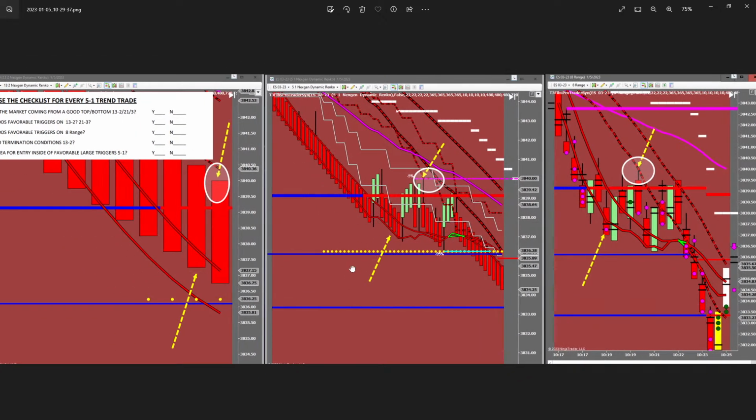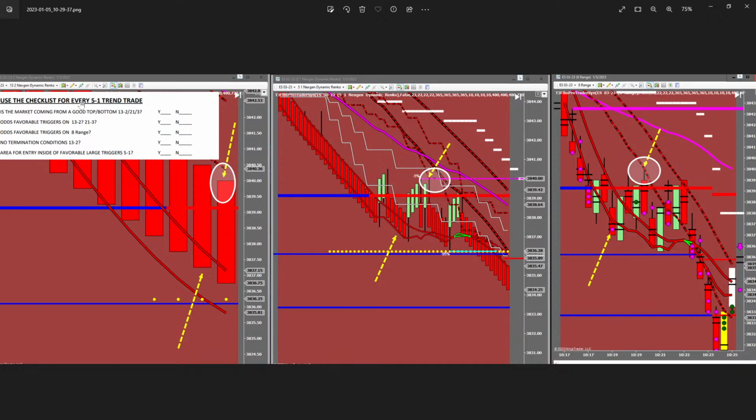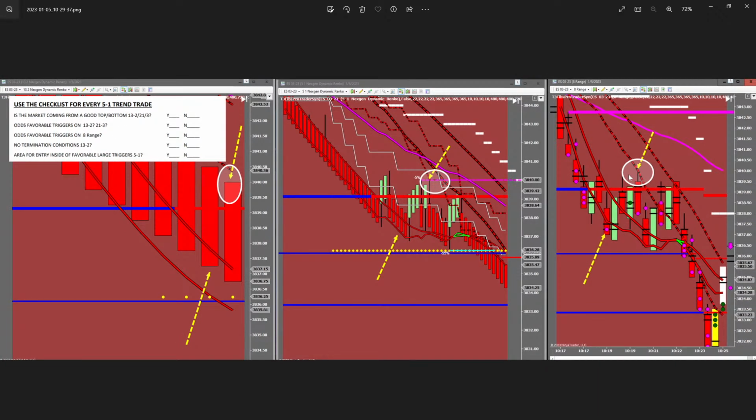But I think when you lay it all out with a checklist and you go through it really slowly, everything said we were probably going to go down a little bit further.